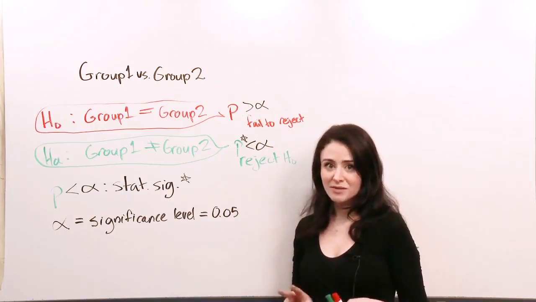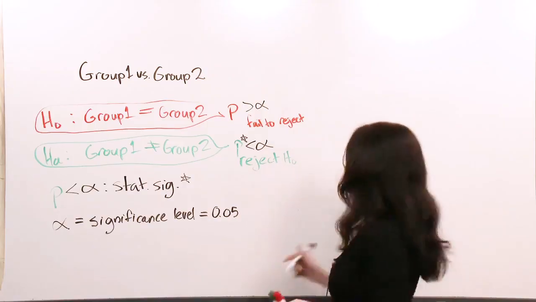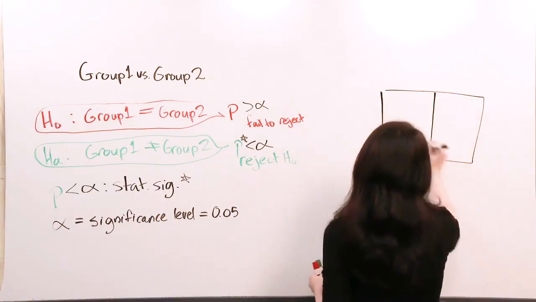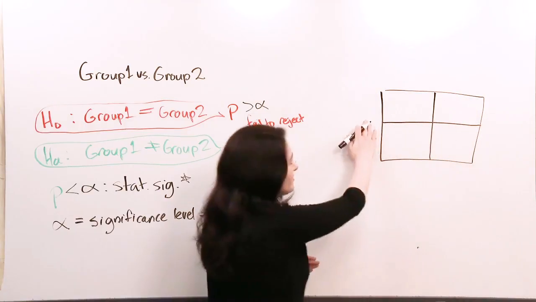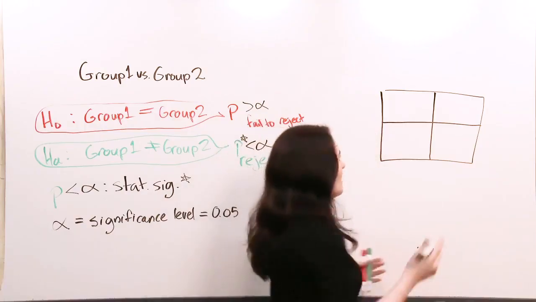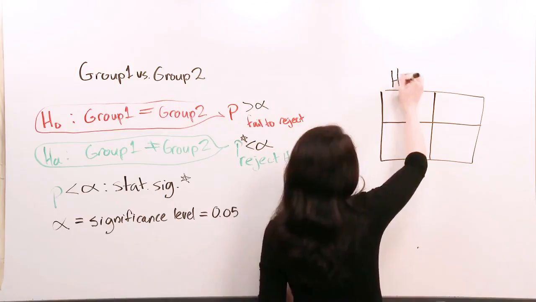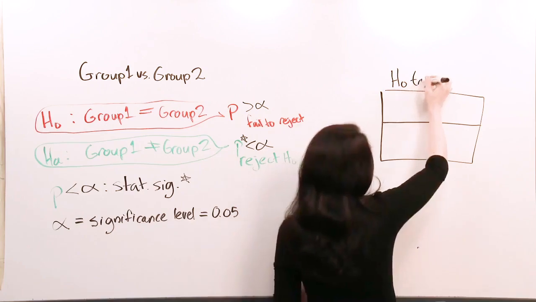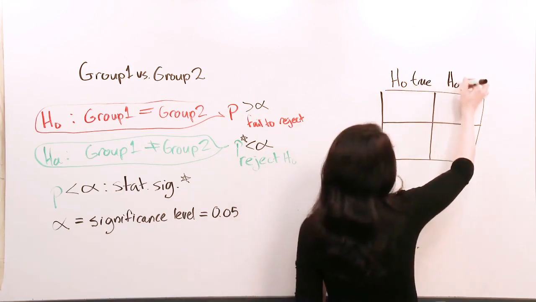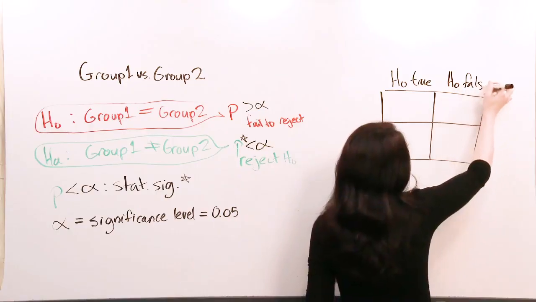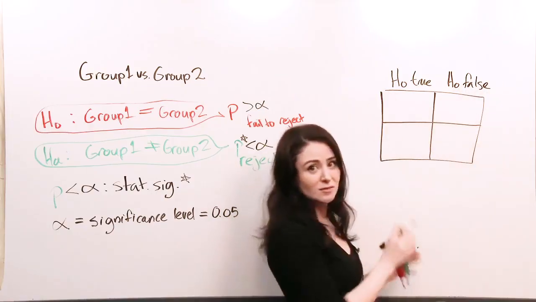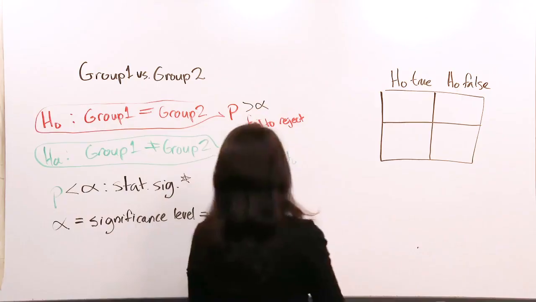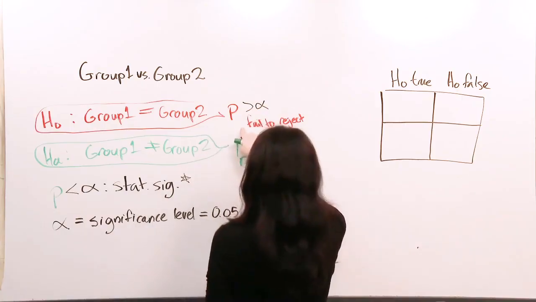There are two types of error that you need to know about. Let's just talk about them with a table. On the top of our table, we'll talk about the truth about the null hypothesis. So the null hypothesis can either be true or it can be false. This is the reality. This is what we don't necessarily know. This is what we're guessing at. So on the side, we're going to put our guess. And the guess that we make is based on our hypothesis testing.